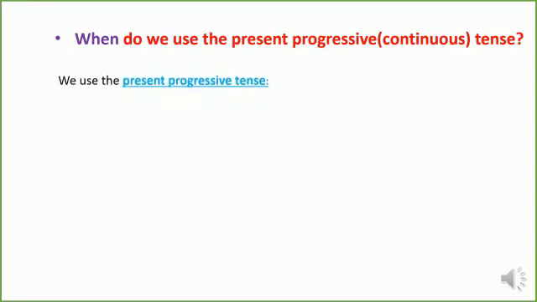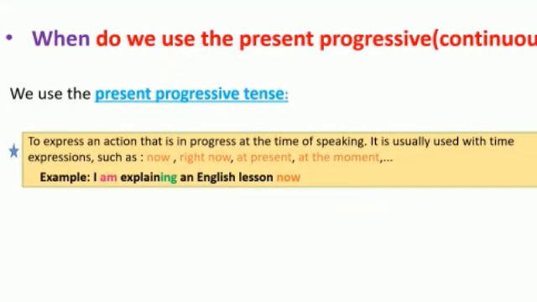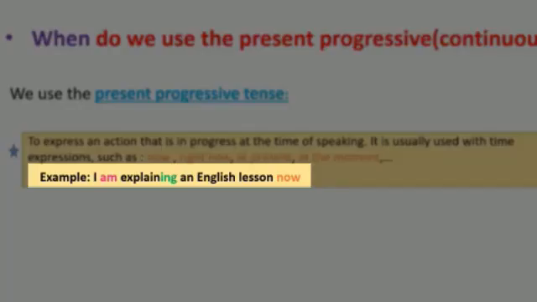When do we use the present progressive tense? We use the present progressive tense simply in 3 cases. First, to show an action that is in progress at the moment of speaking. And when I say at the moment of speaking, it means that some expressions should be used, like now, right now, at present, at the moment. For example, now, at this time, I am explaining my grammar lesson about the present progressive tense.